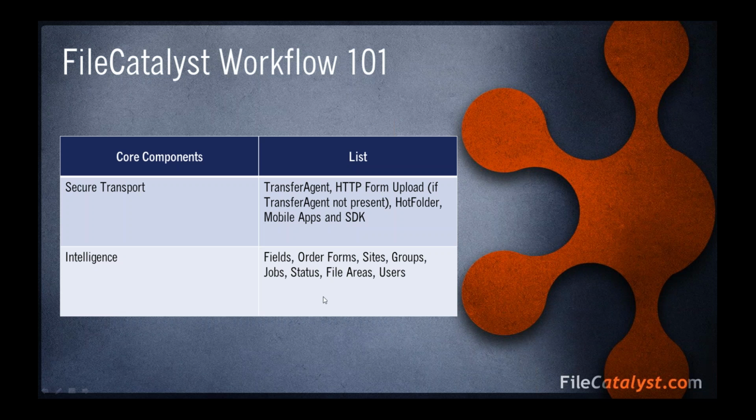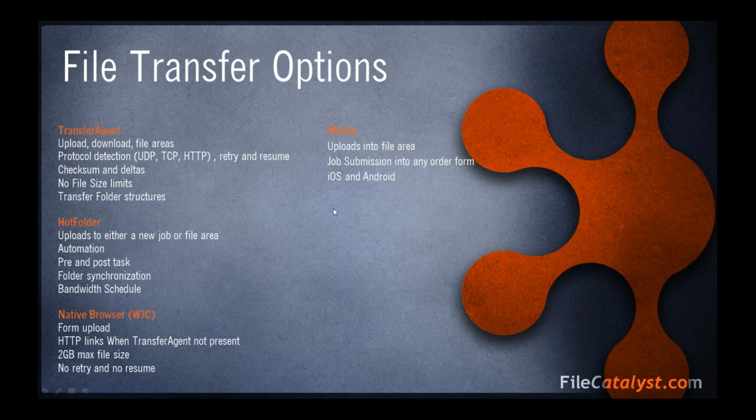On the intelligence side, there's something called fields, where you can create custom metadata on the order forms. You have your sites. FileCatalyst Workflow can plug into several sites. Could be FileCatalyst servers, or it could be third-party FTP servers as well if you want to work with that. And then you have file areas and jobs. A job would have a number of metadata fields, a certain FTP or FC server assigned to it, and the files attached with the upload that come in.